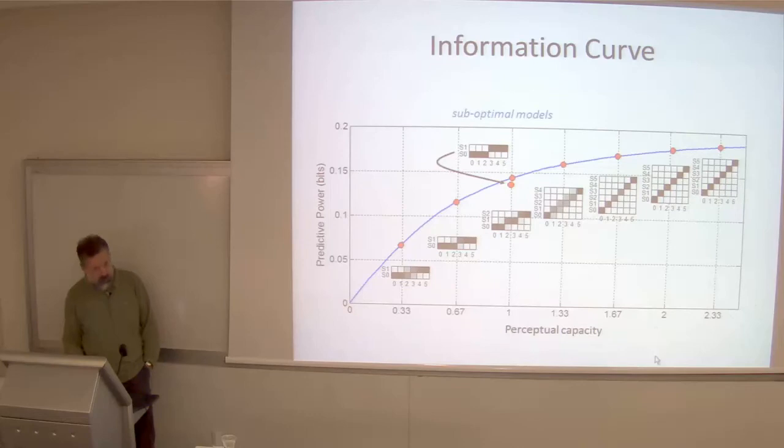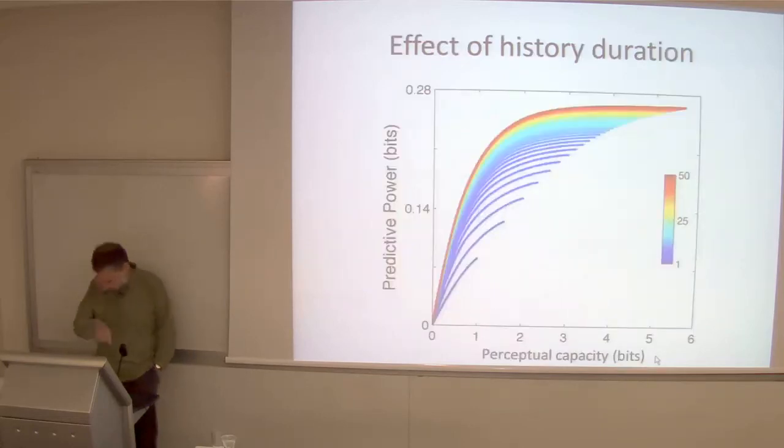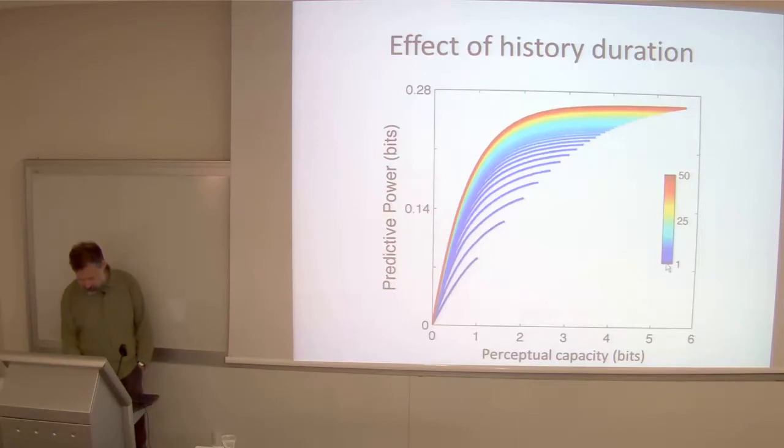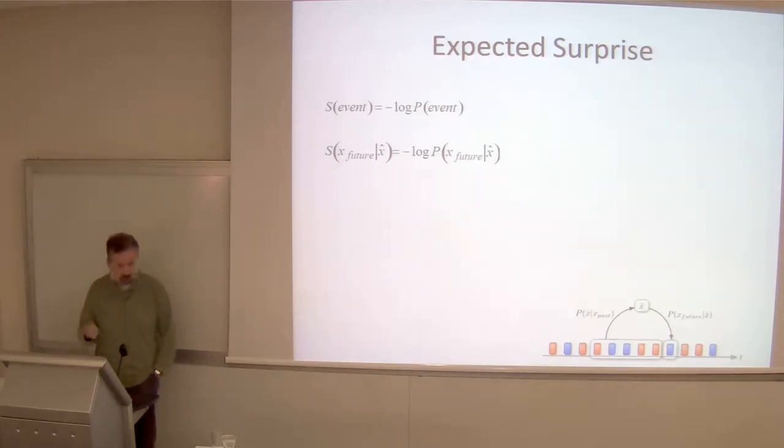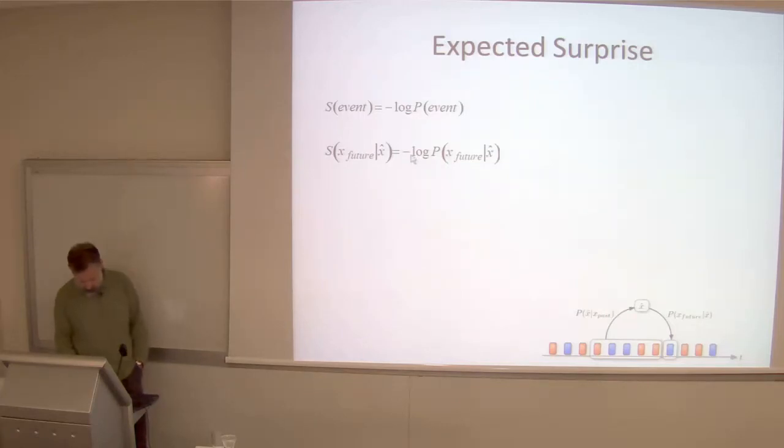So we can do the calculation for many different memory durations, going from 1 tone back to 50 tones back. And now I have a lot of internal models. Each one of them comes with its own notion of the probability of the next tone in the sequence. So I can use the standard definition of surprise as minus log the probability of the event that actually happened.